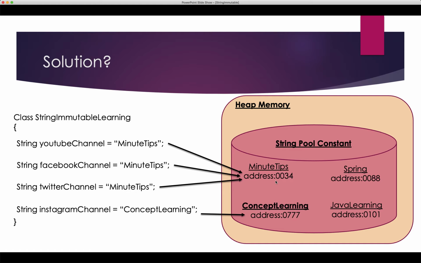Now someone will say what we can do is that we can extend the string class and we can change the implementation. But you cannot extend the string class. Why? Because the string class is made final. So inheritance is not possible in that case.